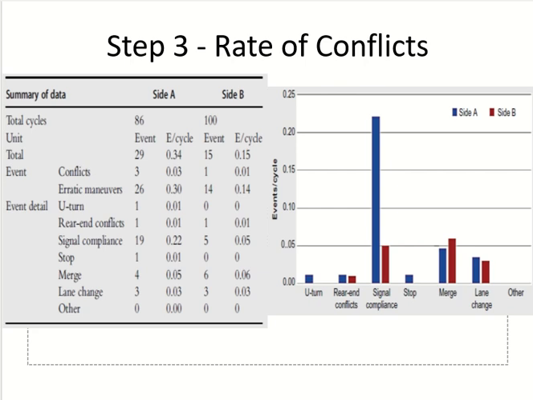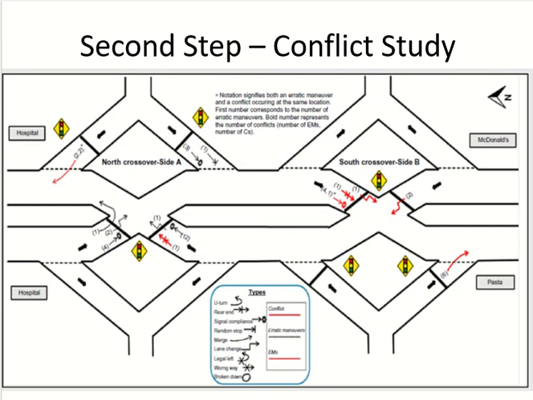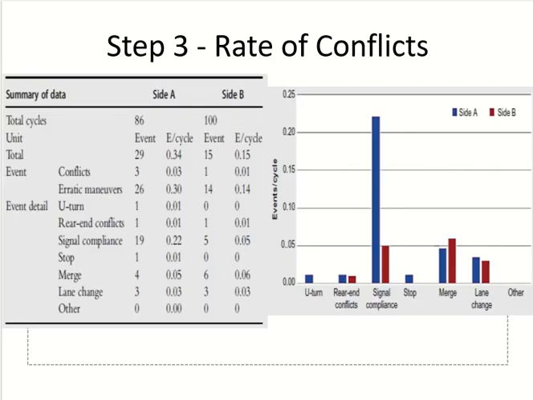Okay, so they are using conflict rates per unit cycle. Okay, so they observe the cycles. So there are two sites here. This is called side B and this is called side A. So this side was observed for 86 signals and this side was observed for 100 signals. And these are the conflicts they observed. Okay. And then you can see the rates.